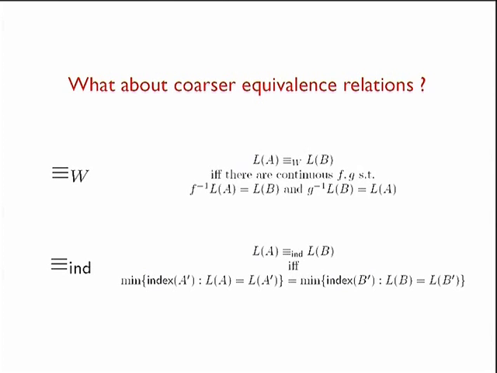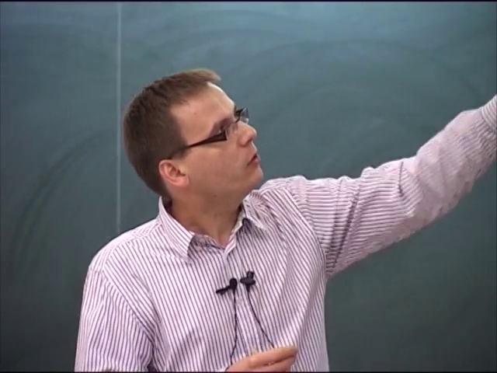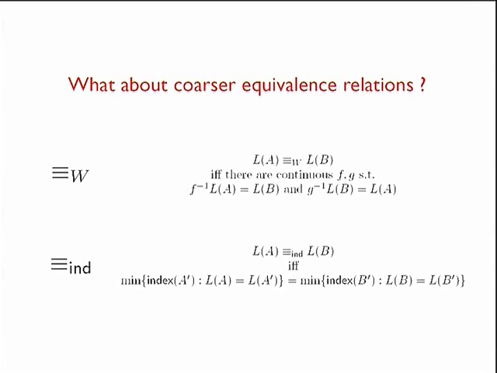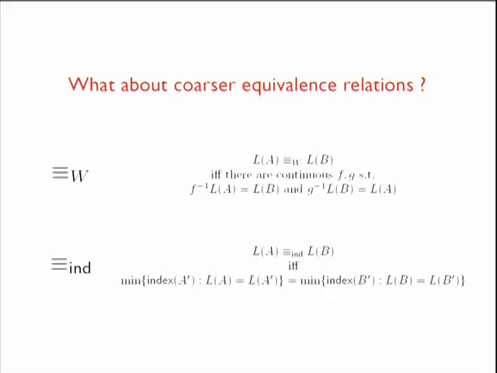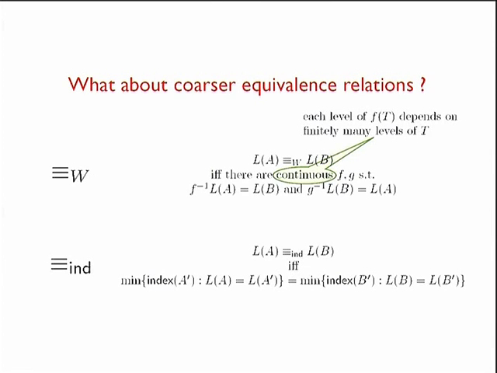The other relation is much more fine-grained. You demand that there exist two continuous functions, f and g, such that the inverse image of L of A is L of B, and the inverse image of L of B is L of A. What do I mean by continuous function? You can equip the space of infinite trees with a natural Cantor-like metric. If you know this, then it's good. If you don't know this, then just think of the following characterization.